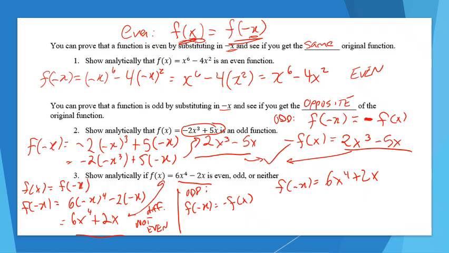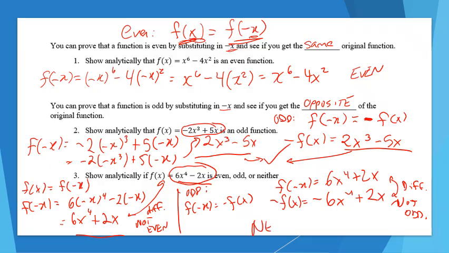And now we need to find negative f of x, which is taking this function and flipping the signs. So 6x to the fourth turns into negative 6x to the fourth, and then minus 2x turns into plus 2x. And so these two are different. So this is not odd. So this would fall in the neither category, and this would not be even or odd.